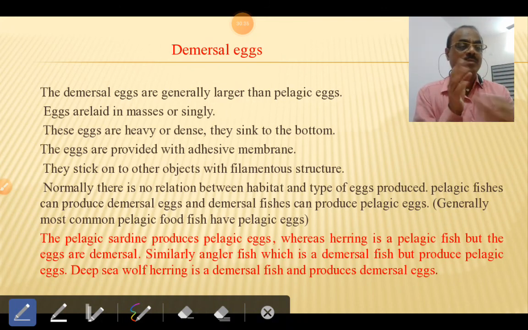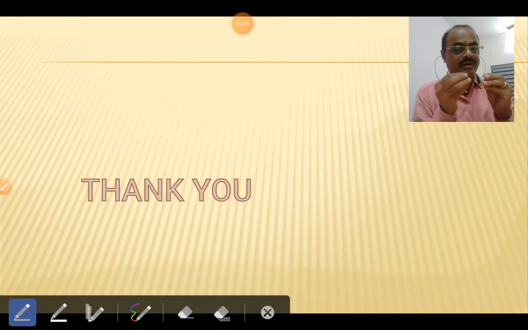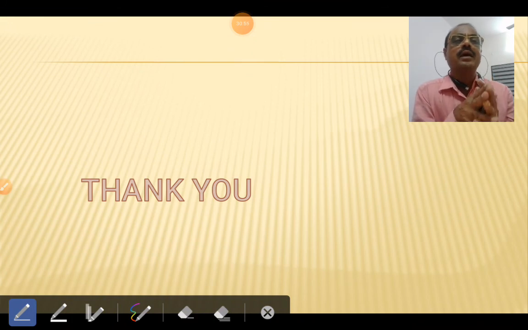So this is about the types of eggs, their classification according to their amount of yolk or distribution of yolk. Again, there are two types of eggs found in fishes, pelagic eggs and demersal eggs. All these points I have cleared about this.